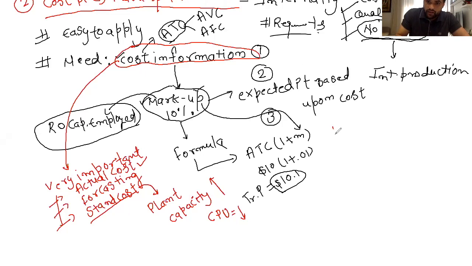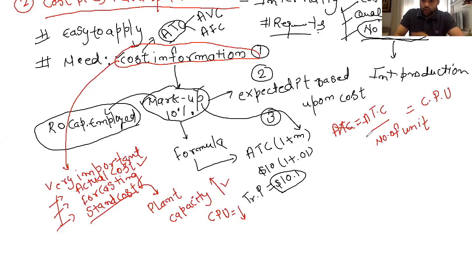So let me write down here, average total cost. So we can write here total cost divided by number of units. Sorry, it's average total cost divided by number of units, we have a cost per unit. So if plant capacity is high, your number of production will increase, your cost per unit will decrease. So we got cost per unit, we know markup, we calculate the price.